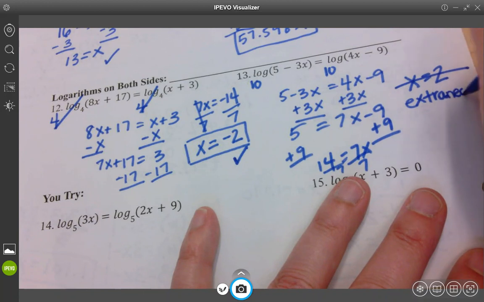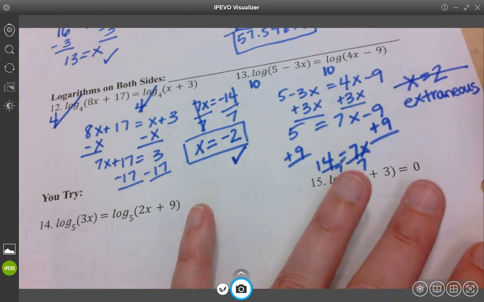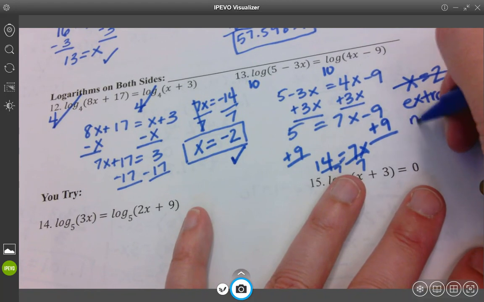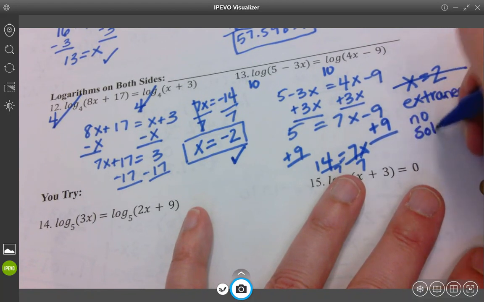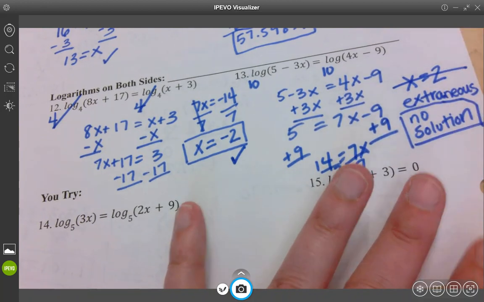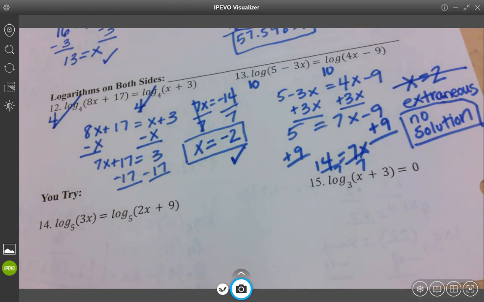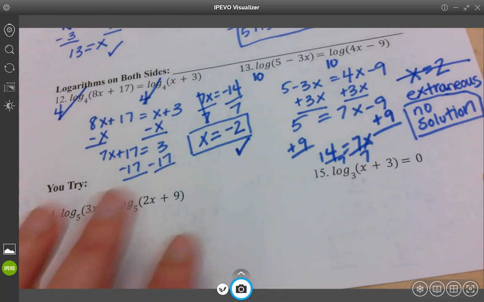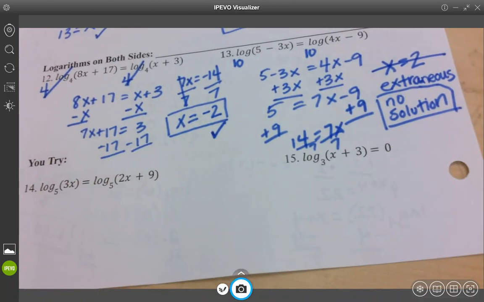Extraneous. I cannot remember how to spell extraneous. We'll have to look it up. I'm pretty sure it's not that. No solution. I did? Oh, thanks. I had no faith in me. All right, try your 2 problems, please.